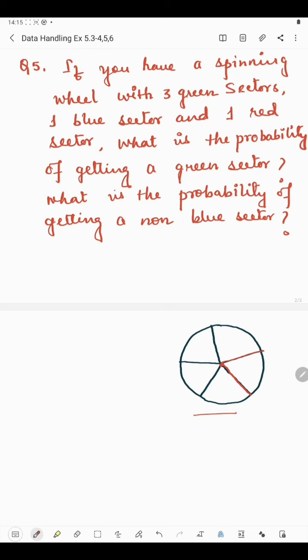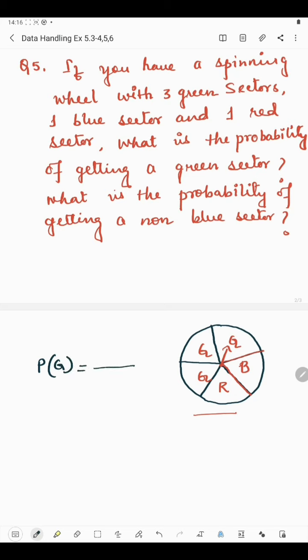Now it is said that you have a spinning wheel with 3 green sectors, that means here G, here also G, here also G. 3 green sectors are there, and one blue sector, so it's B, and 1 red sector, so it's R. In this way we have made the spinning wheel. Now there will be one pointer on the spinning wheel. Now we will have to find the probability of getting a green sector. So what will be the probability of getting a green sector?